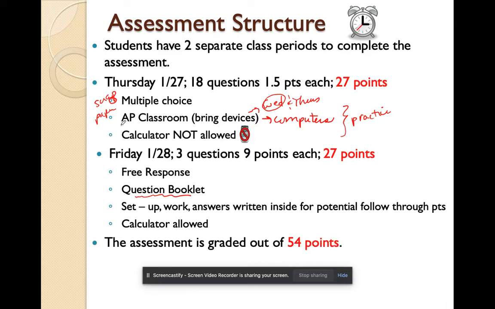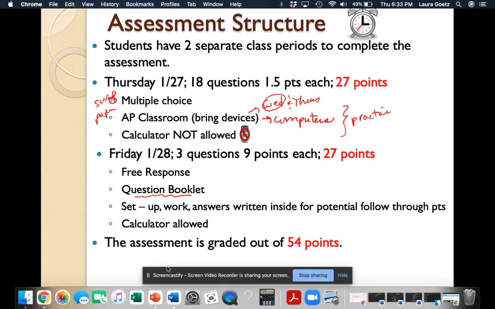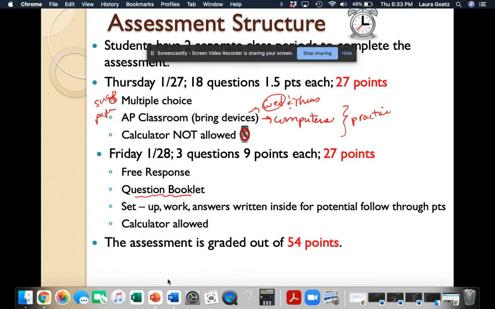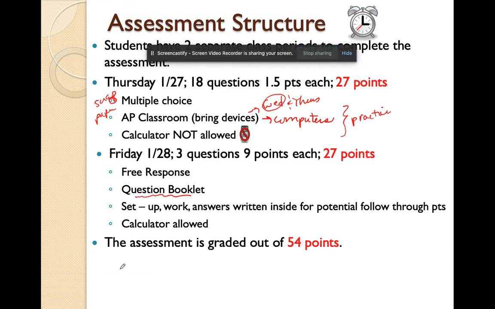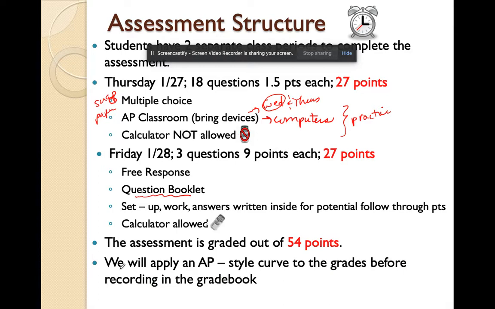So in total, it is graded, of course, out of 54 points. However, because it's cumulative over the entire semester, we will apply the AP curve to it before recording it in the grade book. So we don't have a curve going in, but going out. Between all 5 classes, we record all the scores, and then we apply a very similar curve to what AP does. Then you'll see it recorded out of 50 points, so that all 3 tests are weighted equally by the end of the quarter.